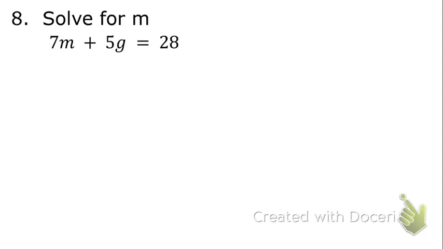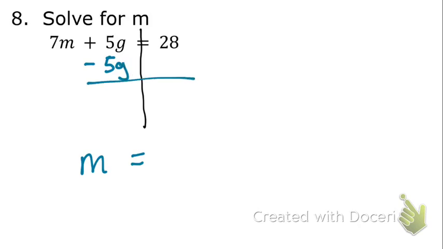Number 8. Number 8, it's very similar to number 7. The only difference is, instead of x's and y's, I got m's and g's. Again, to solve for m means that you only end up with the letter m on the left-hand side. Okay? So, all right, let's draw our line. So, to get m isolated, I need to get rid of this 5g and this 7. So, to get rid of 5g, this 5g is adding, so the inverse is to subtract 5g, because 5g minus 5g is 0. And again, I will write it on the side because they are not like terms.